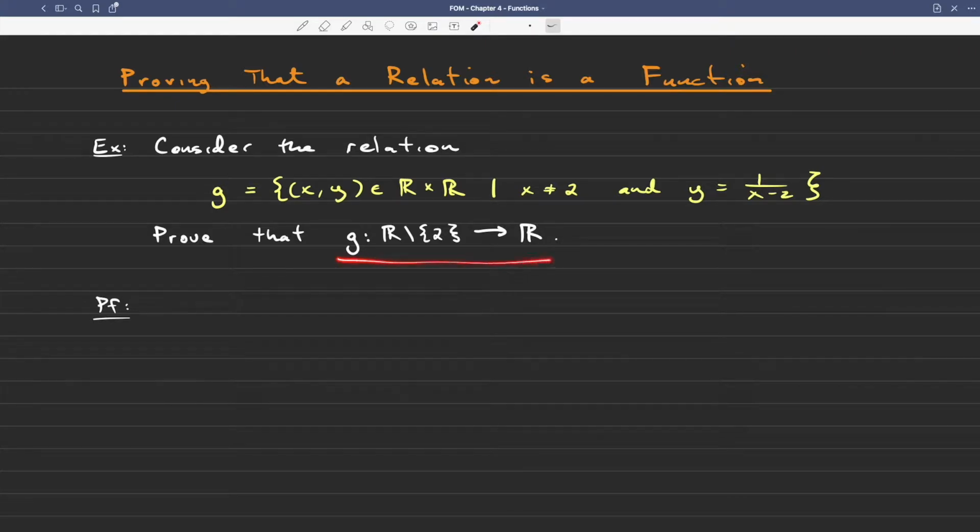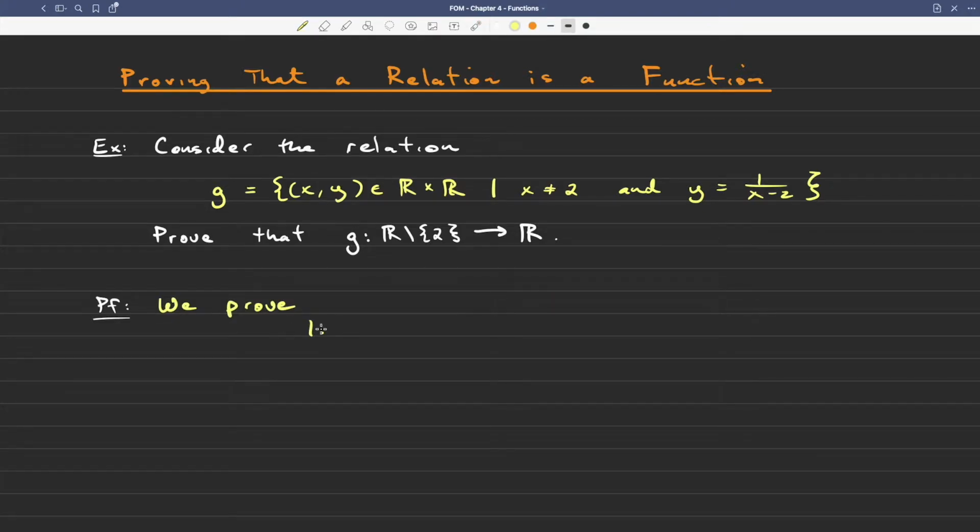So that notation there entails three things. It entails that G is a relation with the domain of R minus the singleton 2. Secondly, that the range of G is contained in the real numbers. And then third, G has to have the function property, which is basically that the first components in the relation only appear once in the relation. Let's do it. We're going to break it down into those three parts.